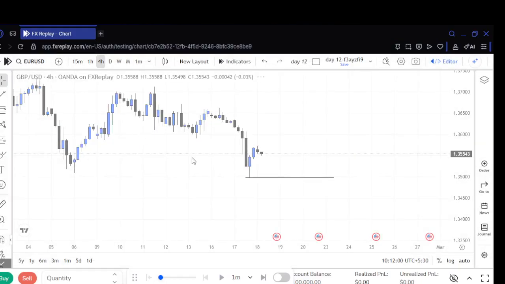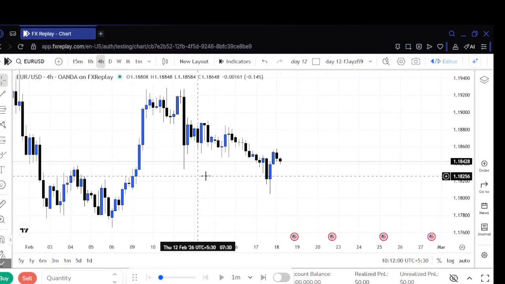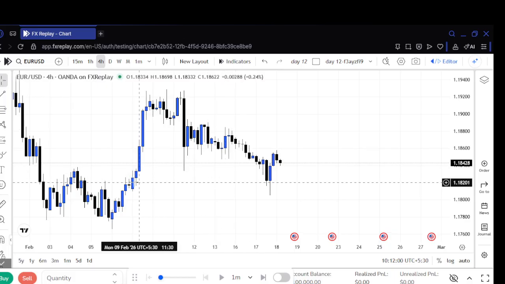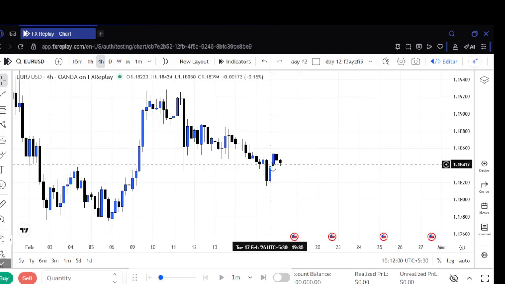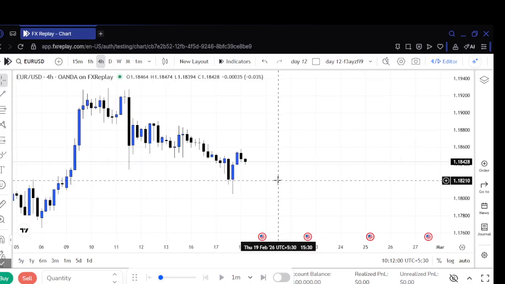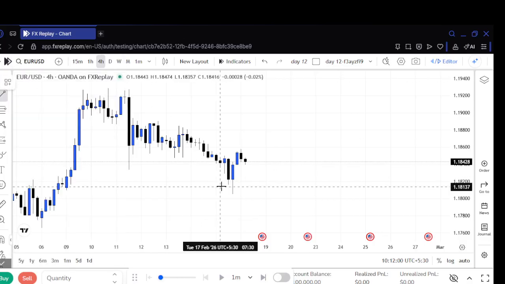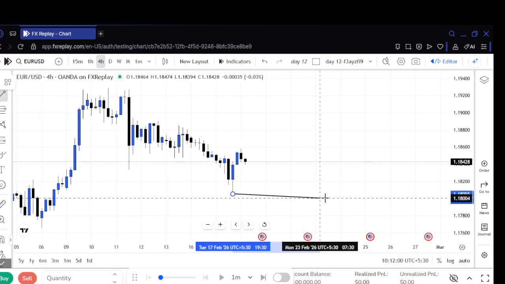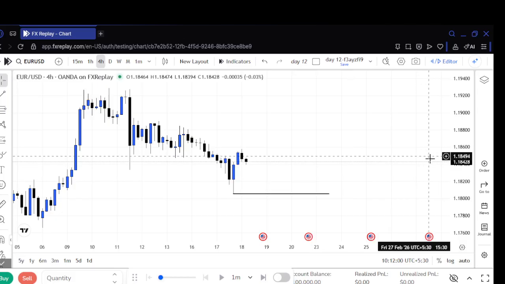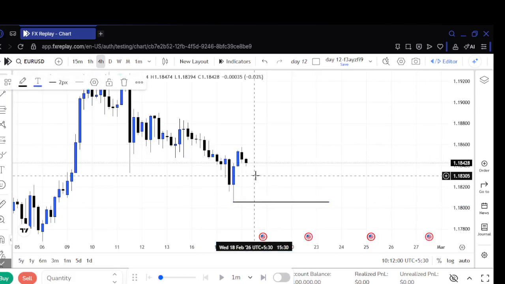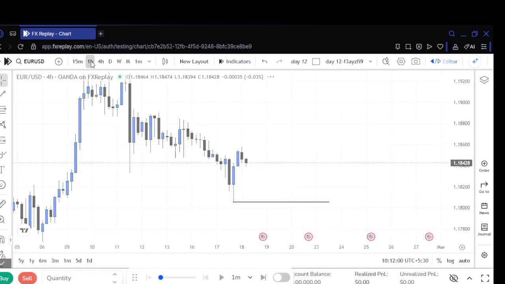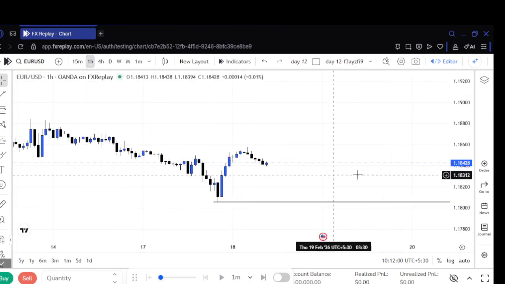Now let's see Euro USD 4 hour. The same thing: break of structure, downtrend, lower high, lower low. Most probably it's going to come for the lower low. Trend line here. Okay, now we got the bias, right? It's going to go down. Now we need a narrative, so we're going to look at the 1 hour for the narrative.